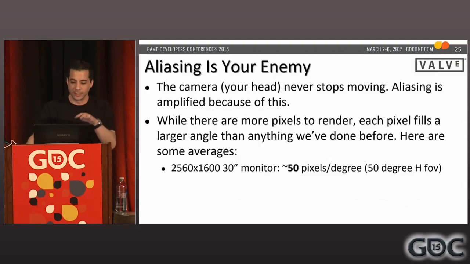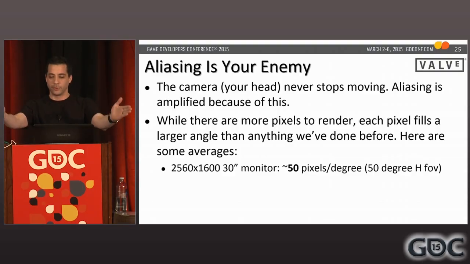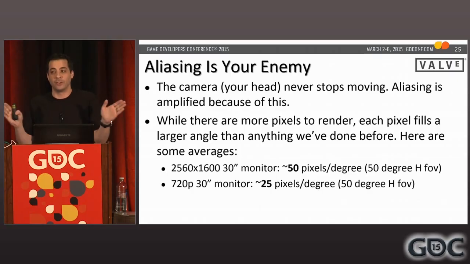This is a number straight out of Michael Abrash's blog post when he was at Valve a couple years ago. It's a super clean way to think about it. If you're sitting in front of a 30-inch monitor at arm's length, your monitor is about a 50-degree field of view, okay? So at native resolution, you're getting about 50 pixels per degree on average. It's not linear, but on average, you're getting about 50 pixels per degree on that 30-inch monitor. If you're on that same monitor, but you're only running at 720p, okay, you're getting about 25 pixels per degree. That's, again, 50-degree field of view to a full-screen 30-inch monitor.